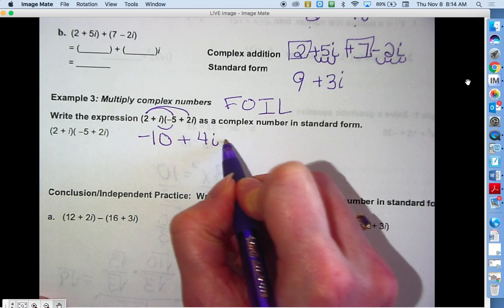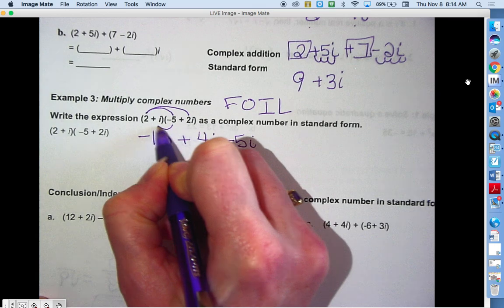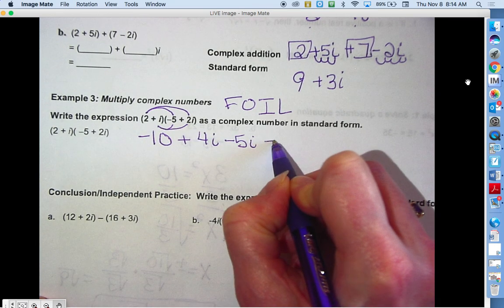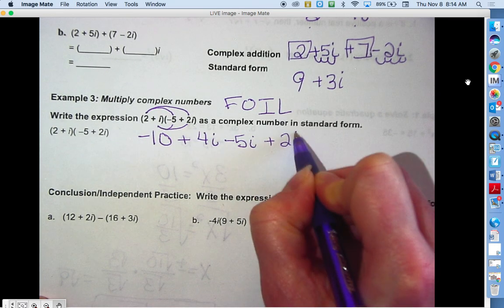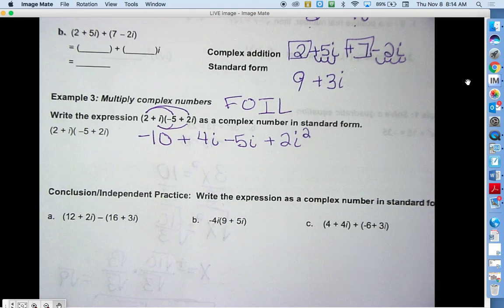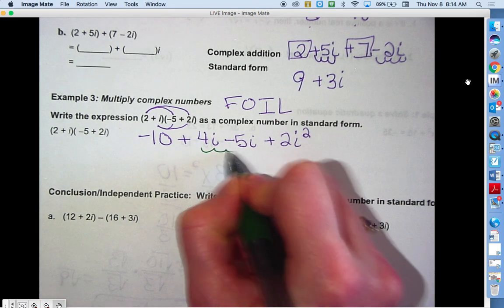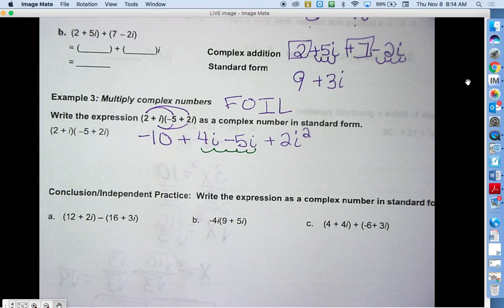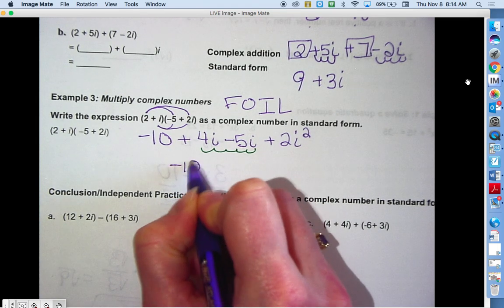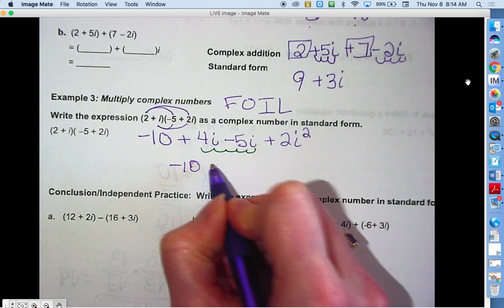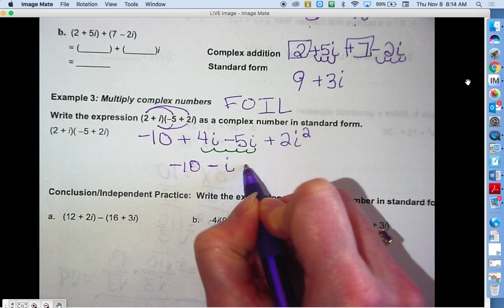Pretend it's an x. So Holly, if we FOIL this, 2 times negative 5 makes negative 10. 2 times 2i is, yeah, just like 2 times 2x would be 4x. And then Holly, i times negative 5 is negative 5i. And then i times 2i. Nice job, 2i squared. If that was x times x, it would be x squared. So i times i makes i squared.